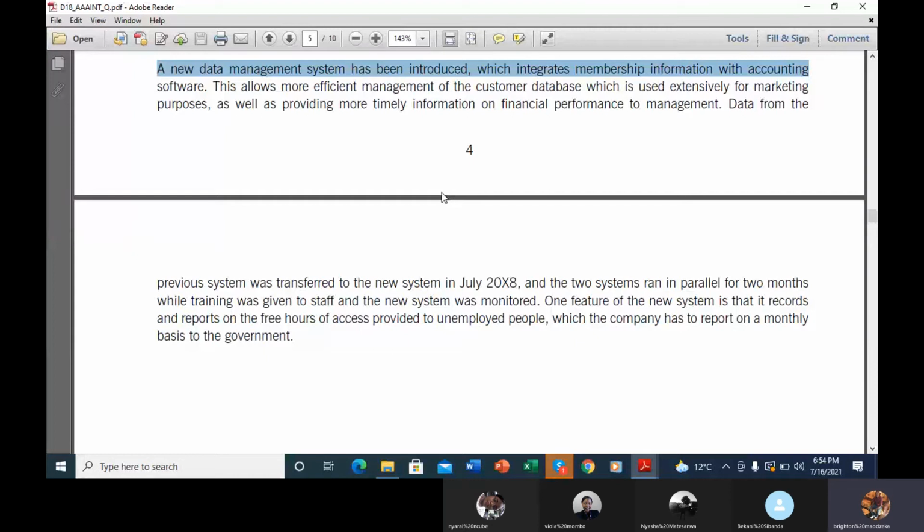Okay. I'm saying, I was reading this about a new data management system that had been introduced, and the two systems were in parallel, while staff were being trained and the system was being monitored, the period from the previous system to the new system. That said, there's a control risk there. So you may write a subheading, a new data management system, and underline it. They have to identify where the risk is.